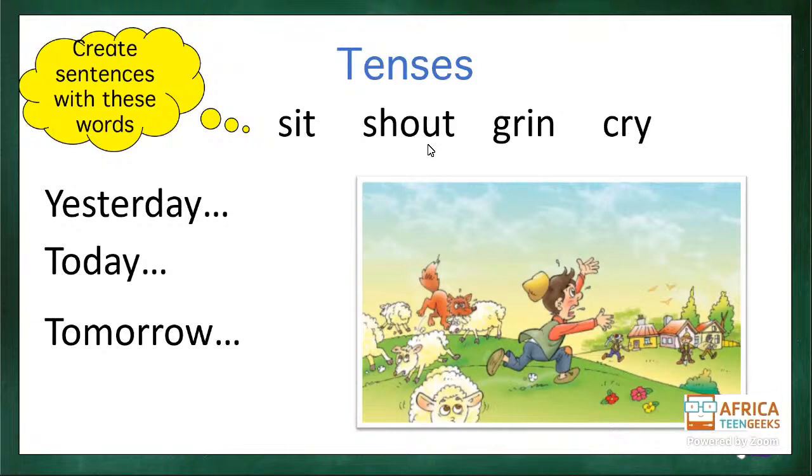Shout. Shout, okay. Yesterday, she shouted at her friend. Okay, good. Today, she shouts, with an s on the end, shouts at her friend. Okay. Tomorrow, she will shout at her friend. Okay, good. I hope someone tells her it's not nice to shout, hey? Yes. Thank you, Hadja.